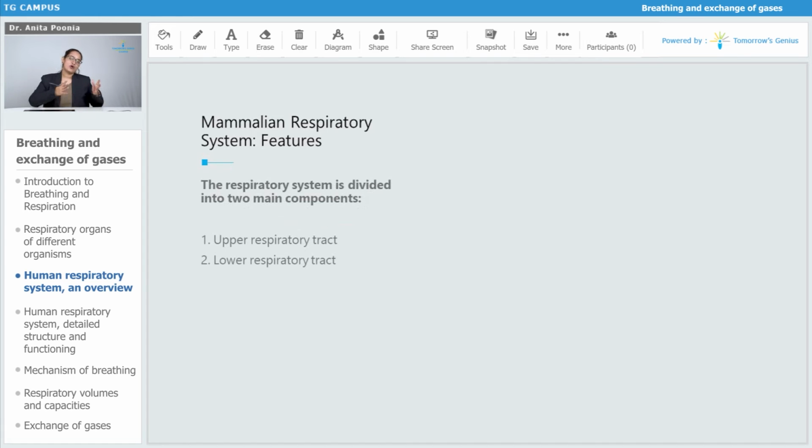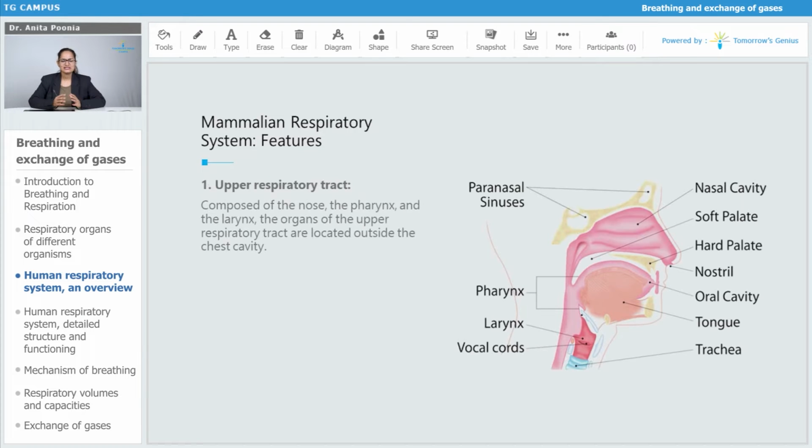If you happen to talk more on the features, the respiratory system is divided into two main components: the upper respiratory tract and the lower respiratory tract. The upper respiratory tract is composed of the nose, the pharynx and the larynx, and the organs of the upper respiratory tract are located outside the chest cavity. So whatever organs or parts are outside the chest cavity constitute the upper respiratory tract, like here the nose, the larynx and the whole of the respiratory tract that's there.